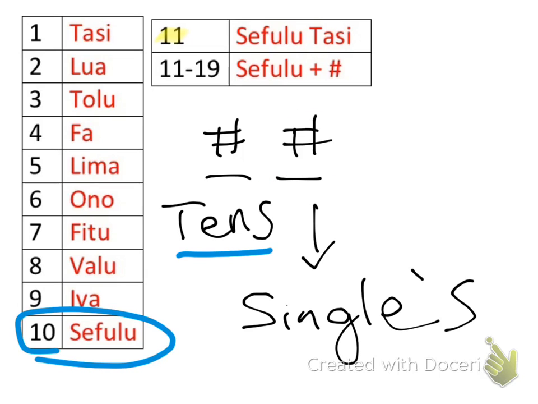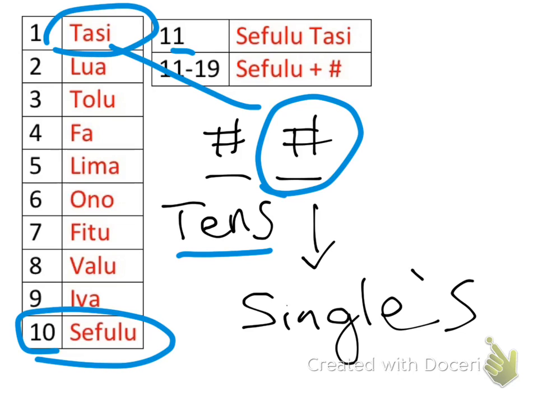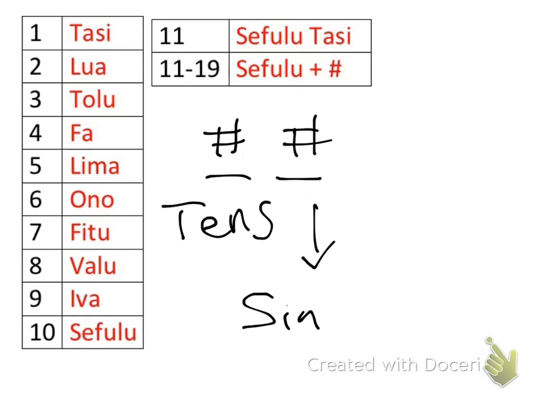And in that single unit, you just add the number that goes after the 10, okay? So in that place, I have a 1. That first part I had a 1 in the tens place, but that 1 equals a 10, so I add Sefulu. And then the next number is in the singles digit, and that number is a 1 also, so I replace that number with the equivalent 1 in Samoan, which is Tasi.